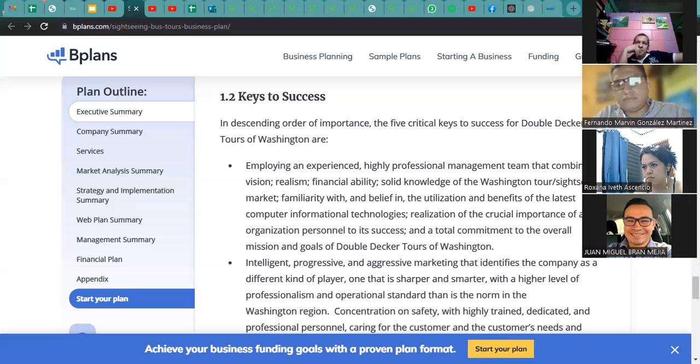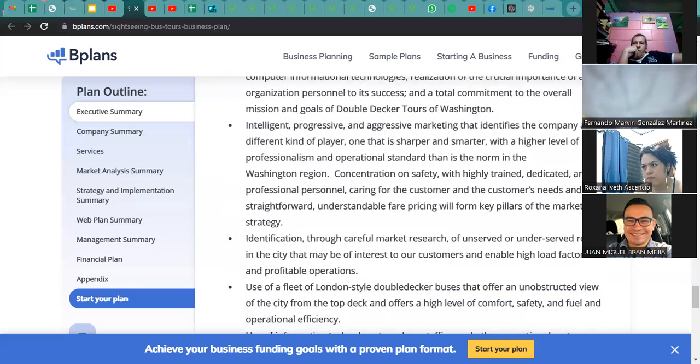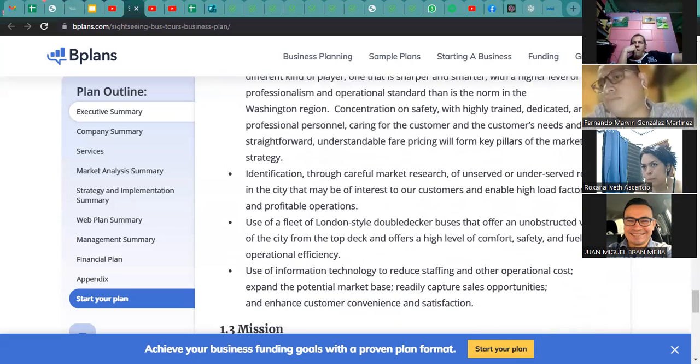So experience, aggressive marketing, research. The buses have to be in very mint condition, right? And the information that you're going to use about costs and things like that. Everything's going to be related to this, so at the end, it's going to be successful. It's a very good presentation.